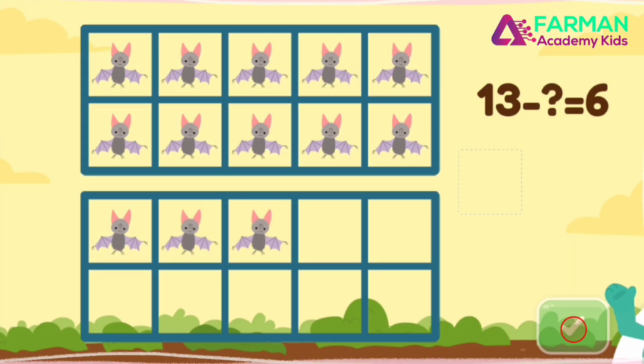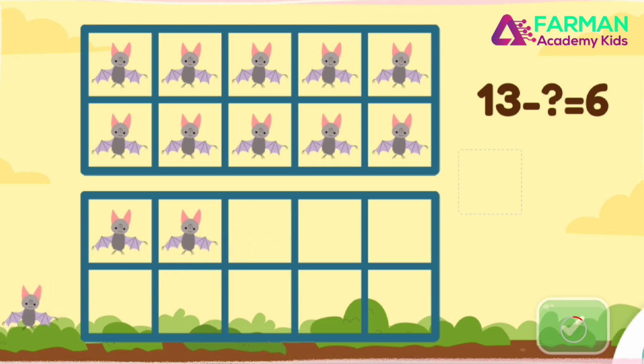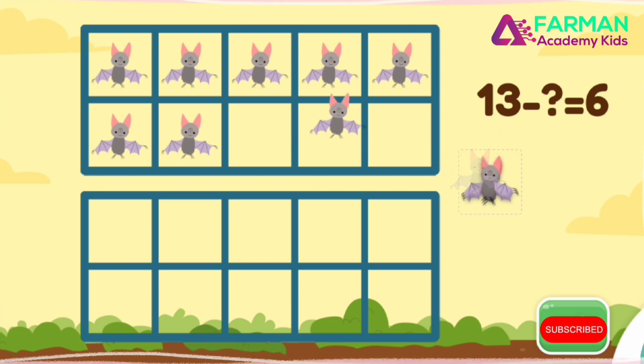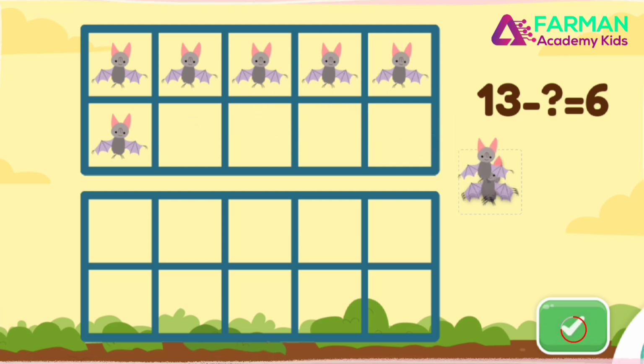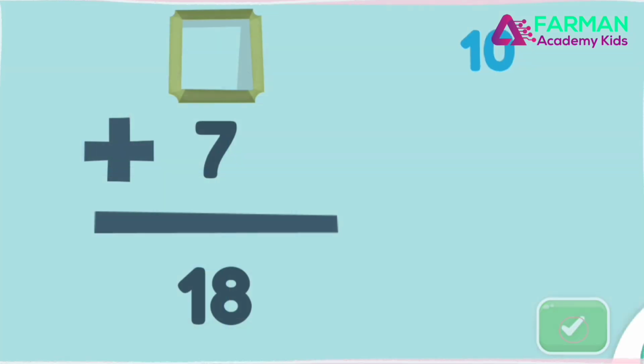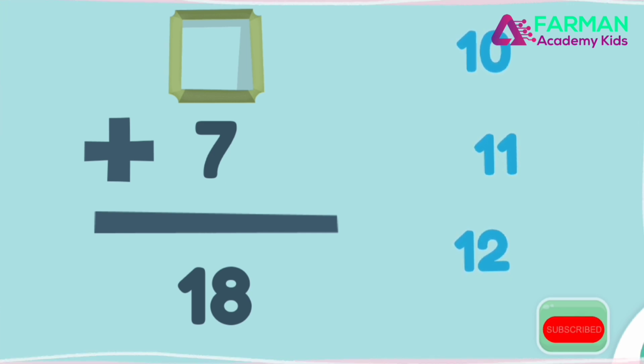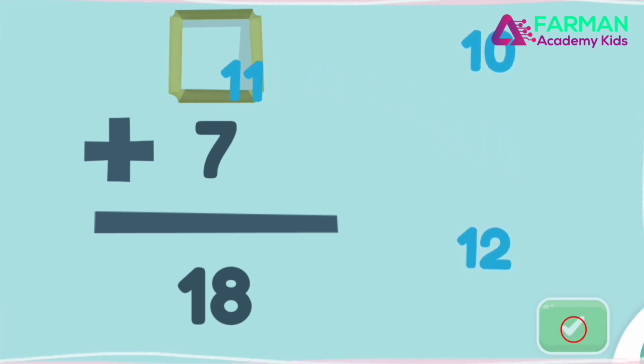13 minus what equals 6? Thirteen minus 7 equals 6. We can also add from top to bottom. What plus 7 equals 18? Drag the answer to the empty square. You got it! 11 plus 7 equals 18.